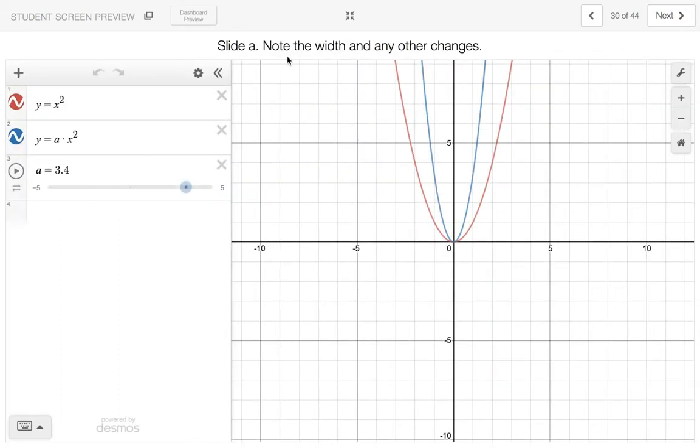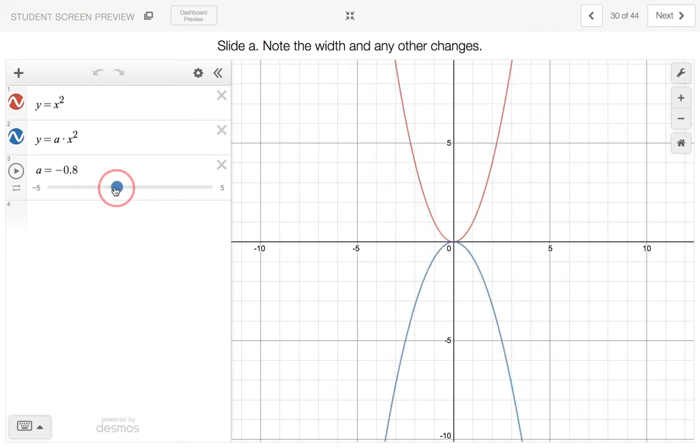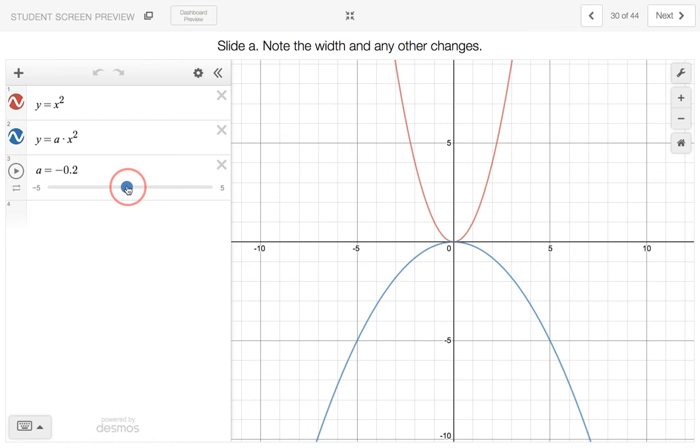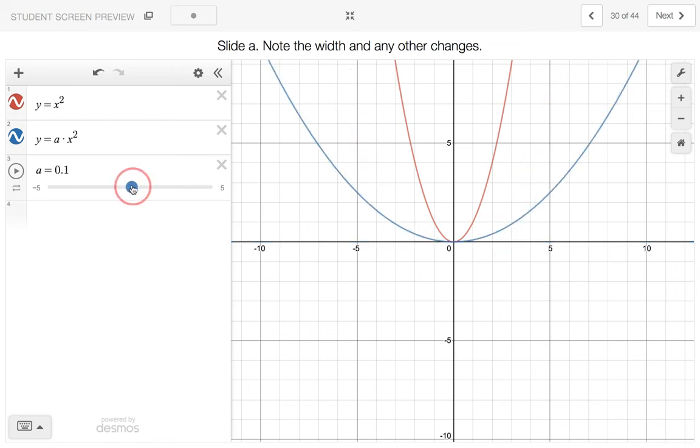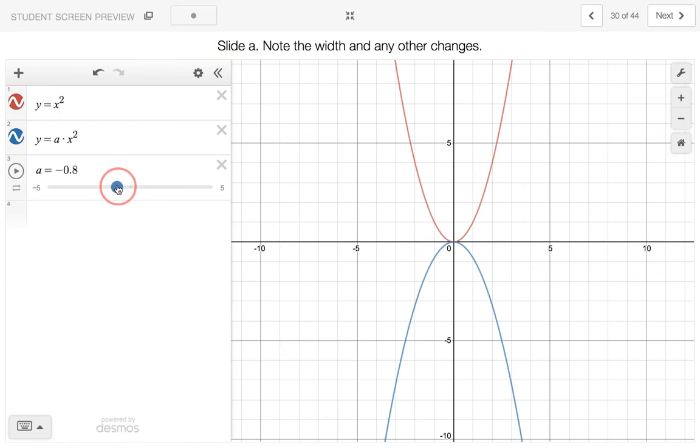And then the last thing we want to notice is what happens when we change the a value. As we change the a value, at some point it flips. I hope that you played with this enough to figure out when it flips. What actually happens when a is 0? I don't think I wrote that down in mine, but when a is positive, the parabola is facing upward. When a is negative, it's facing downward.